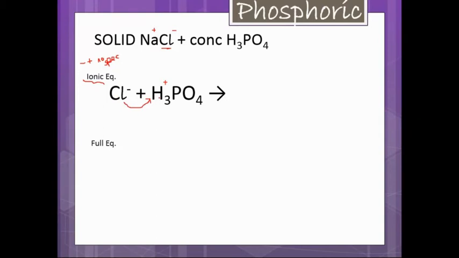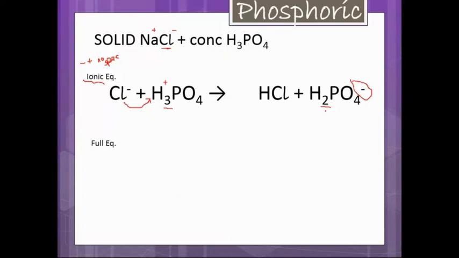So the chlorine's going to go, nom, nom, nom, give me one of those hydrogens. And the hydrogen phosphate, the phosphoric acid, is going to go, okay, then, fair enough. So there it is, your hydrogen chloride being formed and the hydrogen phosphate there. Please note, we've gone from three over here to two. And we're left over with a minus charge there, just to denote that it has lost an atom of hydrogen. So that would be the ionic equation.